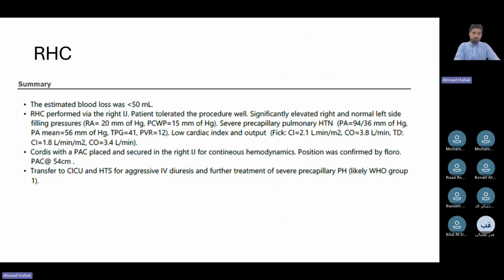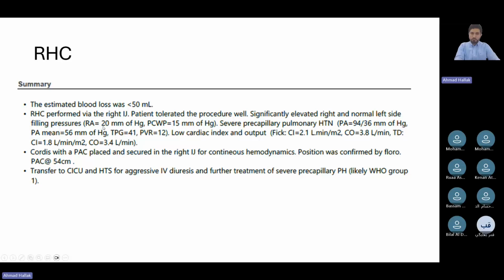In this specific patient, and this is how the reports are generated in our right heart caths. So they mention the right heart cath is performed through the right IJ, significantly elevated right and normal left-sided filling pressures.